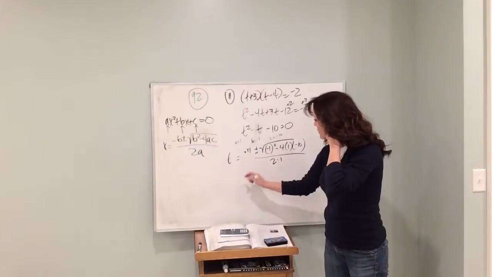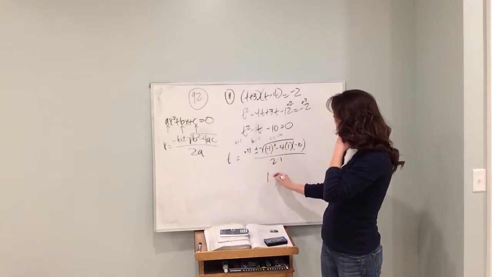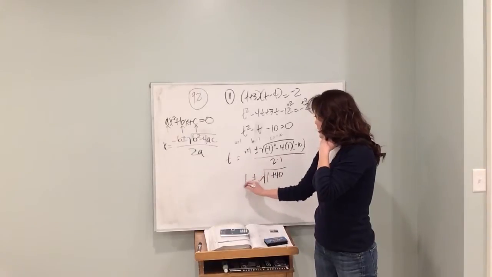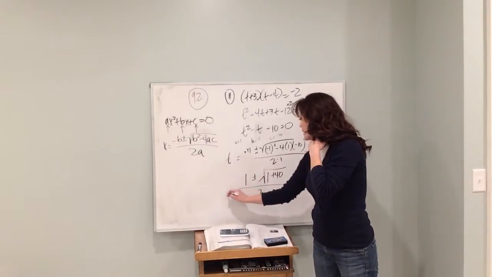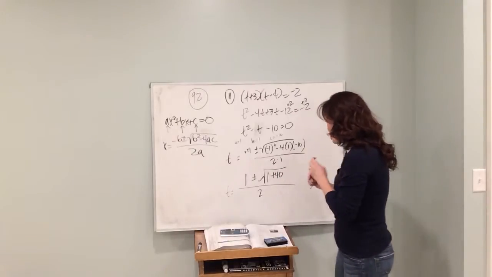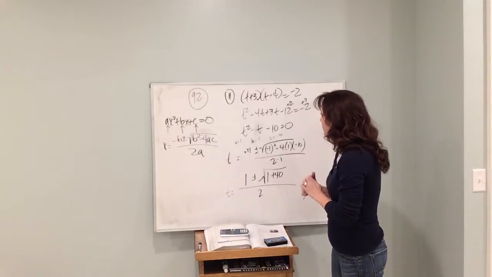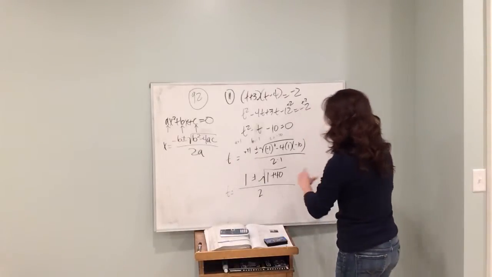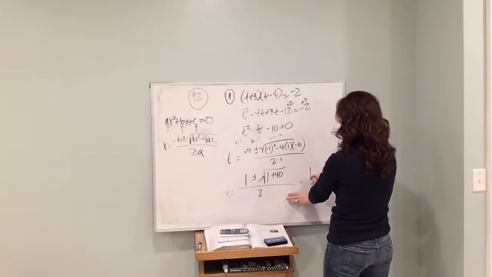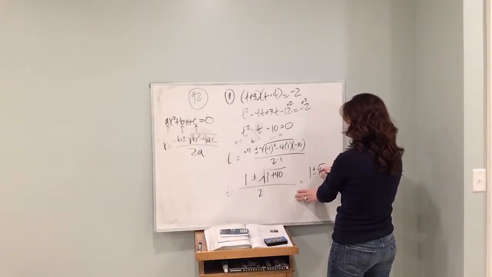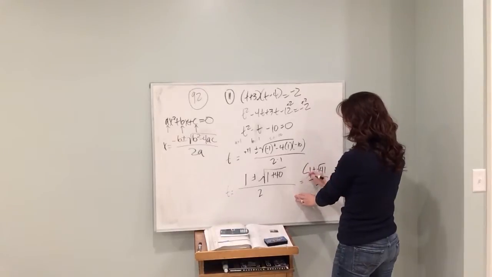All right, so order of operations, 1 plus 40 plus or minus, and that's a 1 over there and 2. All right, t equals this. So this is the square root of 41, which is nothing. There's no simplifying it. So we have 1 plus or minus radical 41 over 2.